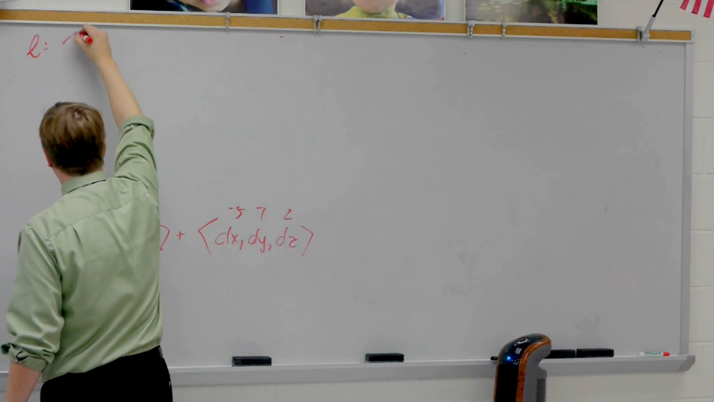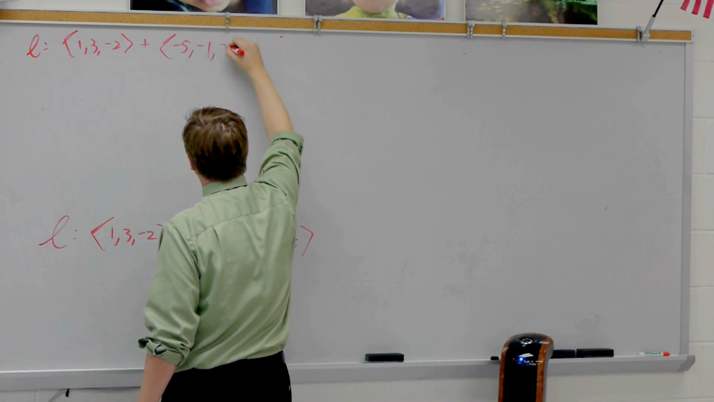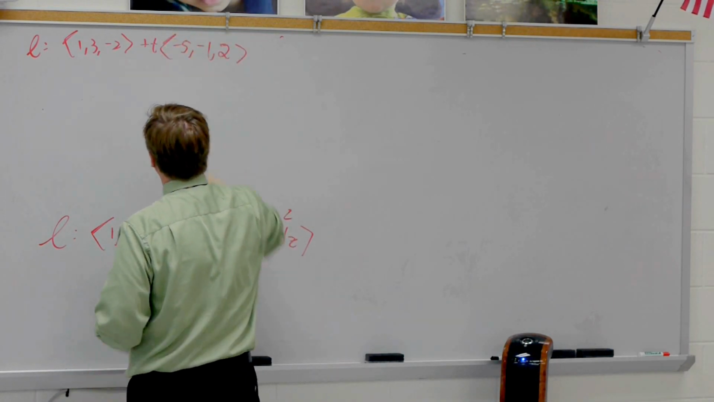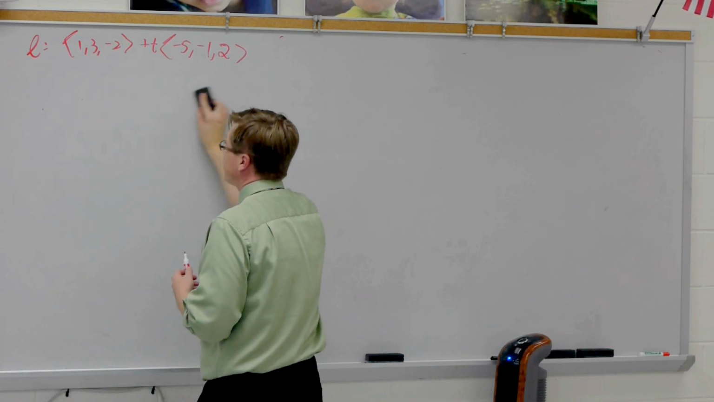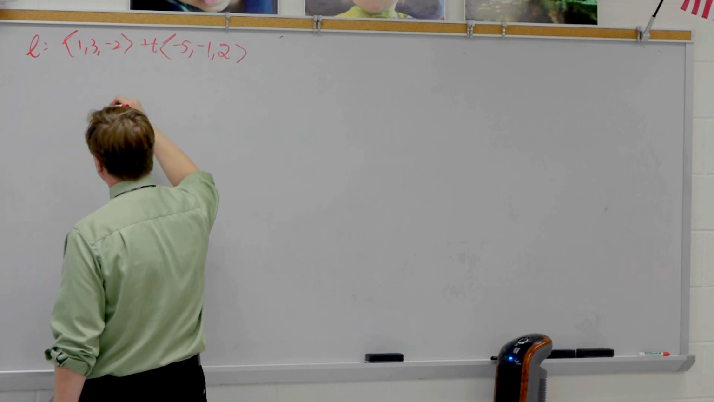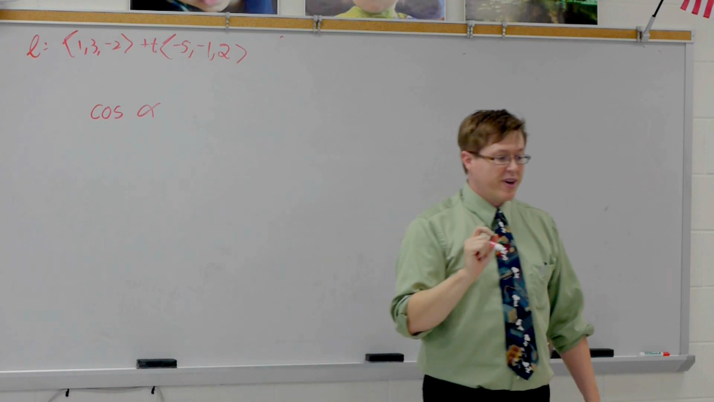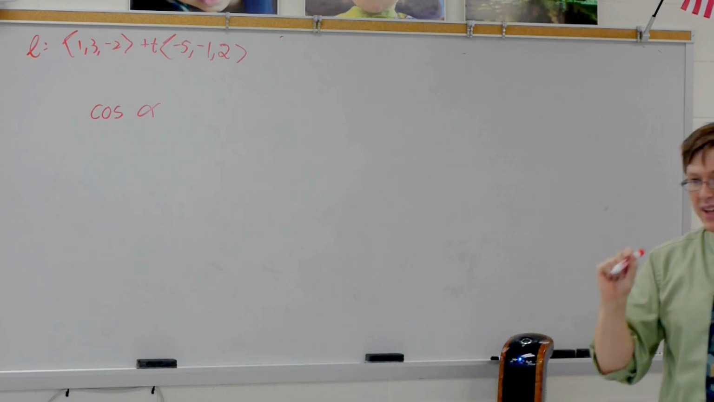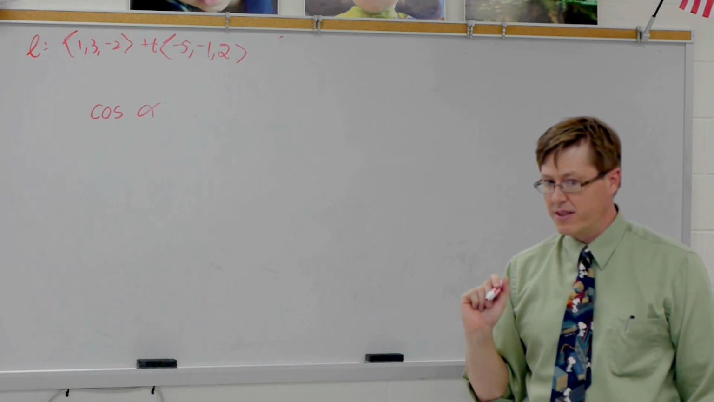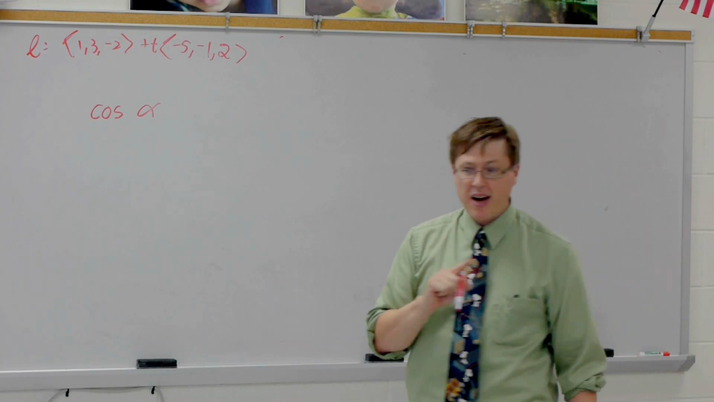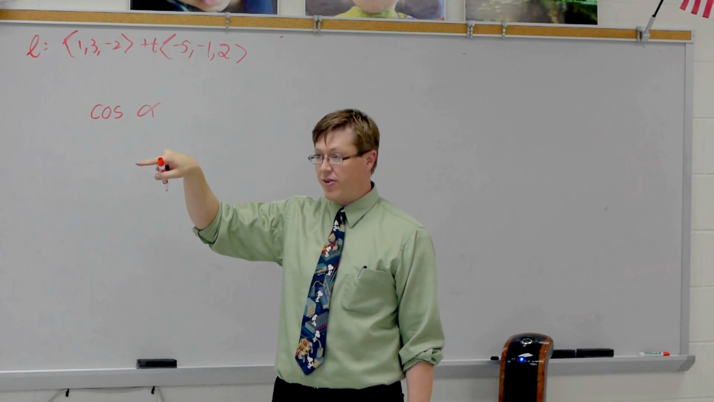So my same line, which was 1, 3, -2, plus -5, -1, 2 times t. That's my line. Alpha is the angle between my line and the x-axis. So if I take a cosine of a dot product, one of those vectors is going to be the x-axis, which is 1, 0, 0.